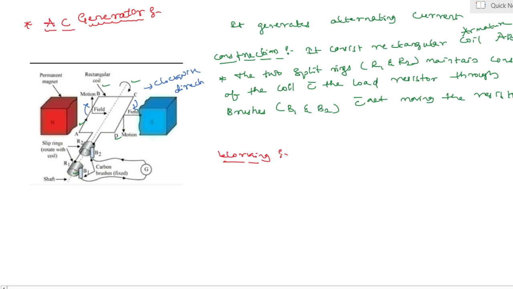Yes, my dear students, let us see once again. The coil starts rotating, and the two rings attached with it also rotate. The brushes B1 and B2 maintain contact with the rotating rings R1 and R2 when the coil starts rotating with arm AB moving up and CD moving down in a clockwise direction, cutting the magnetic lines. According to Fleming's right hand rule, current is induced in this arm in the direction of ABCD.